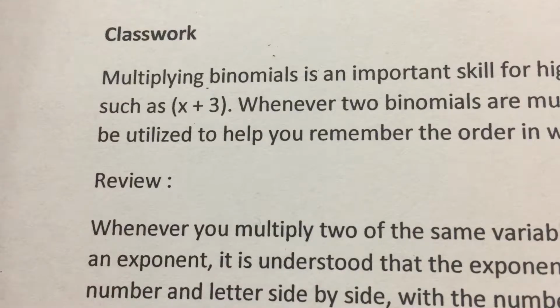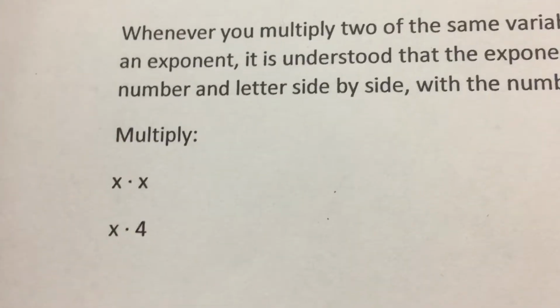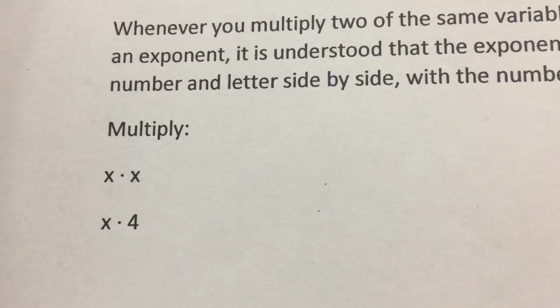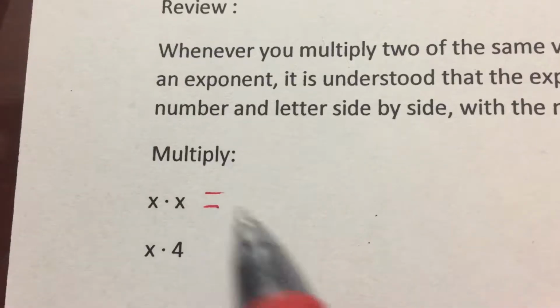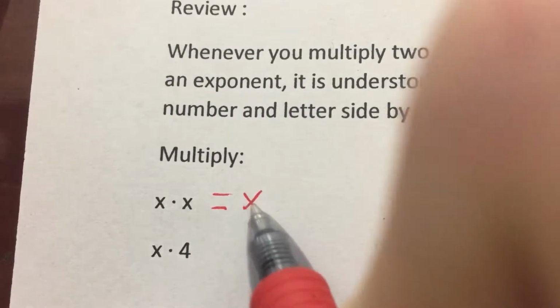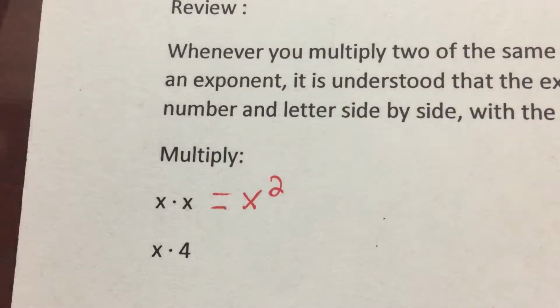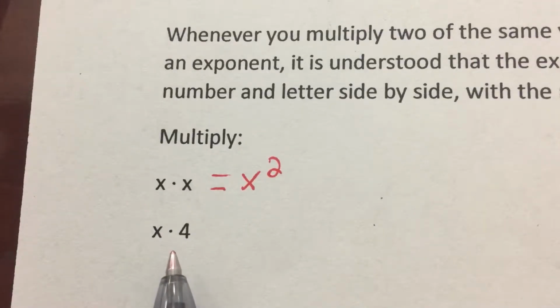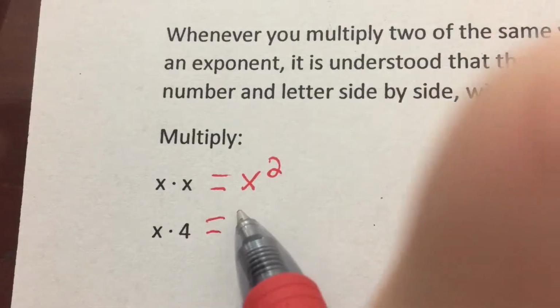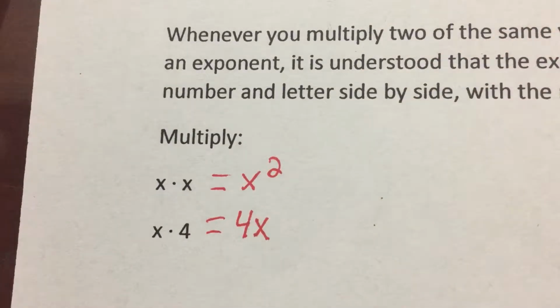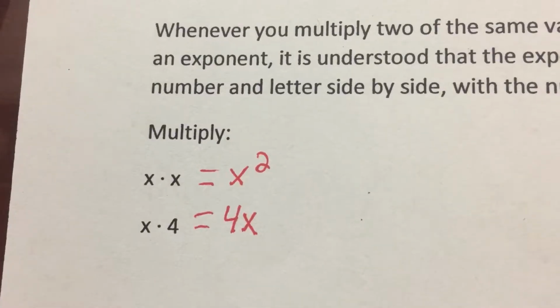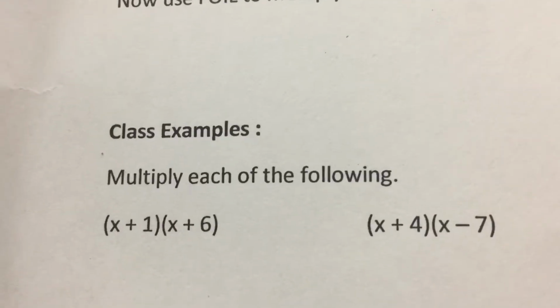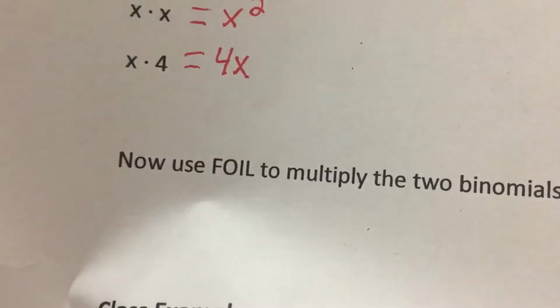3, number 2. And before we get started with that actual process, I want to make sure everybody understands these two concepts. If you multiply x times x, that gives you x to the second power. If you multiply x times a number, like 4, that would give you 4x. So x times x is x squared, x times 4 is 4x, x times 5 would be 5x, x times negative 10 would be negative 10x, etc. We'll come down here and look at some of the examples when we are multiplying these two binomials.